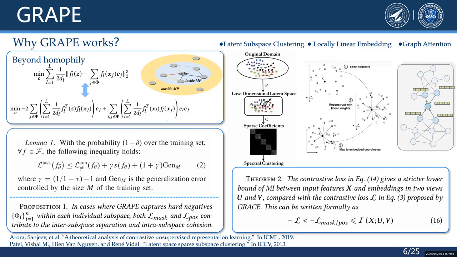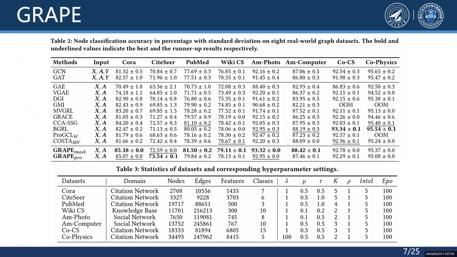We also explain why GRIP works theoretically. Compared with several advanced GCL methods, GRIP shows great performance on 8 widely used public graph datasets. Besides, we conducted comprehensive experiments and various settings to thoroughly analyze the results and the behaviors of GRIP.